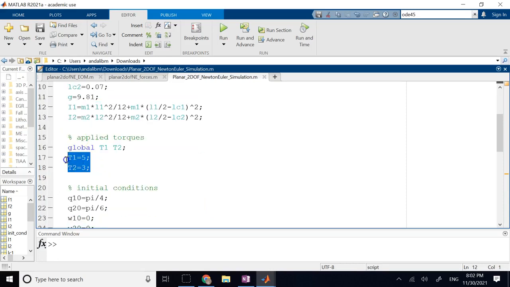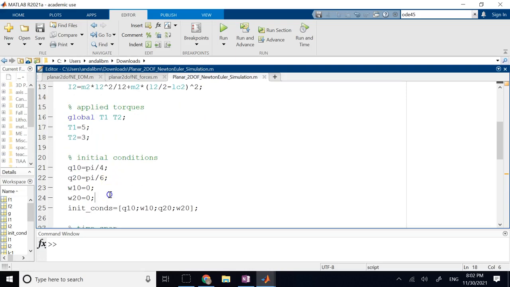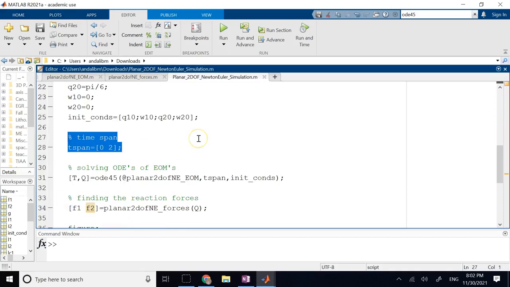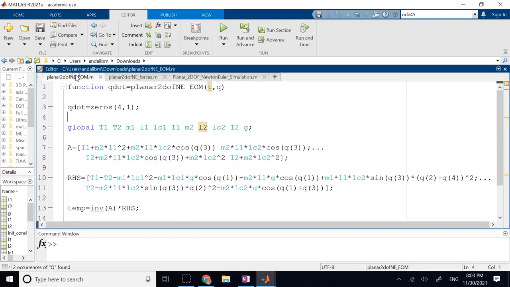I have 2 torques, 5 and 3 Newton meters. I have these initial conditions, 45 and 30 degrees for Q1 and Q2. The omegas, we start from 0. We solve this set of equations for 2 seconds, and then here I have one function that I use with ODE45 to give me the solution, Q1 and Q2 versus time, right? And that is this function.